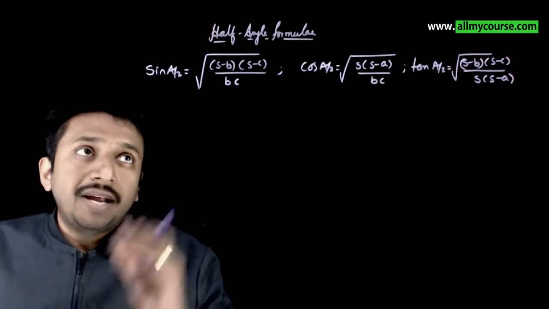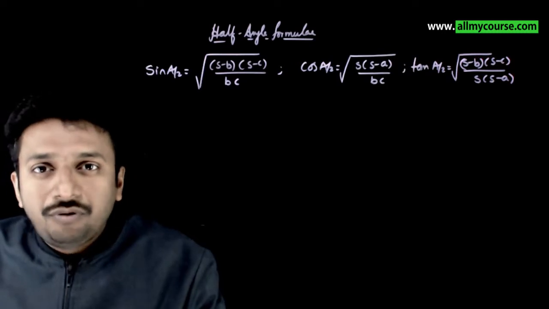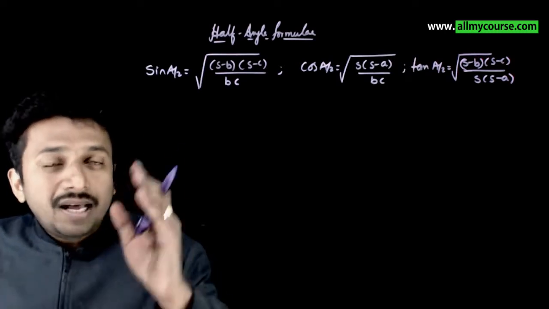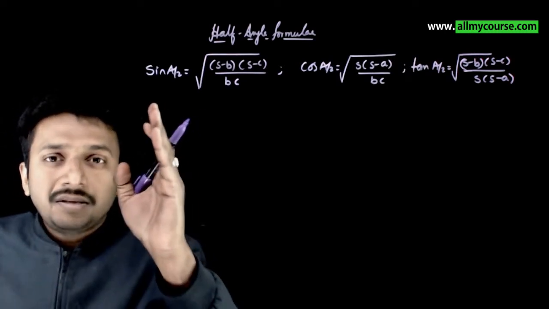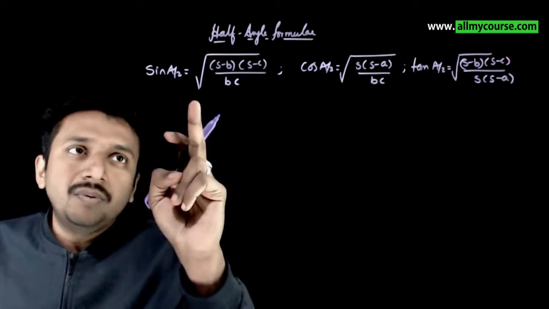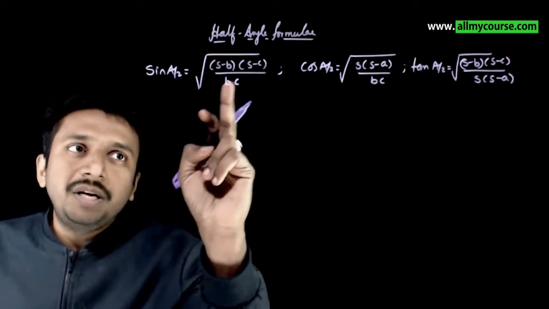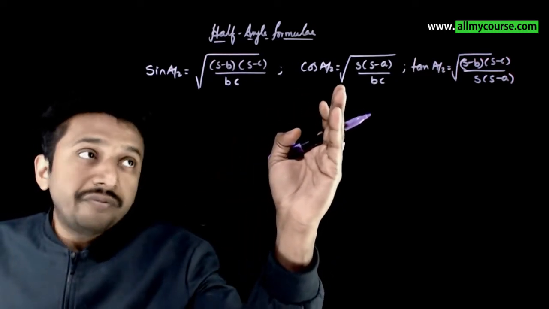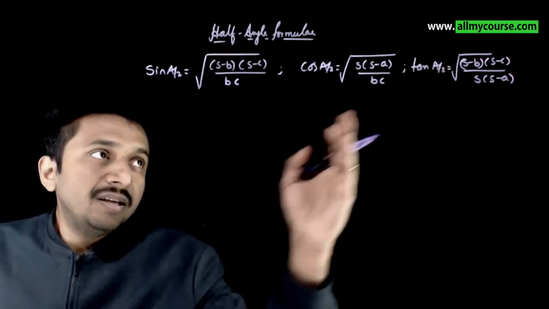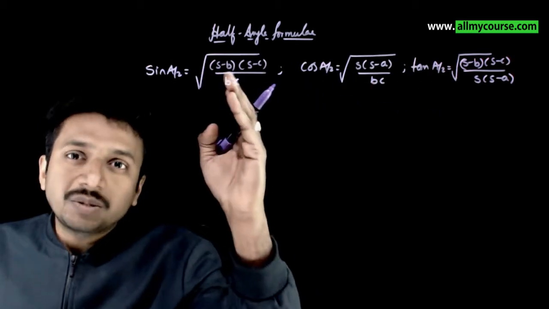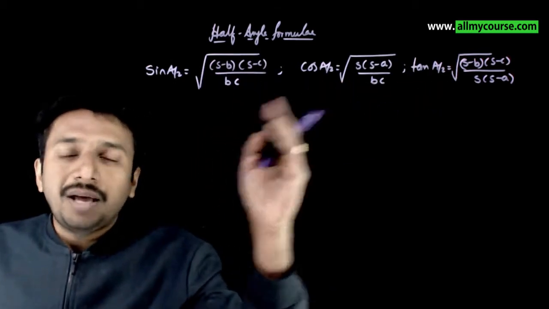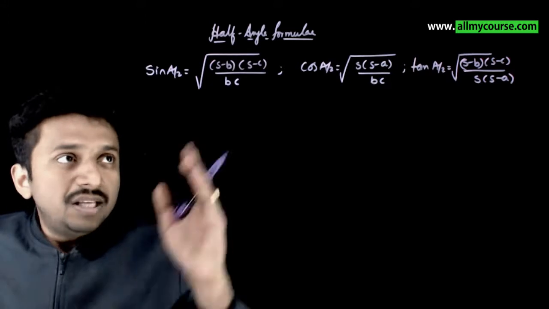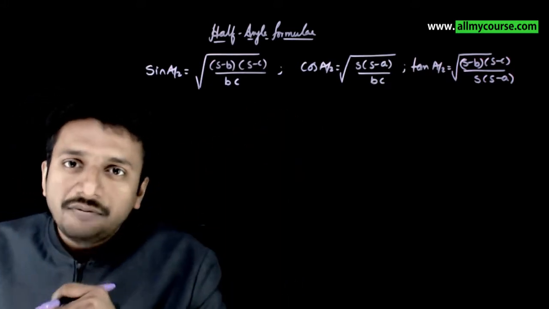In this video, let us look at the topic of half angle formulas. There are formulas like sin A/2 is equal to root of (S minus B) into (S minus C) by BC. Cos A/2 is root of S into (S minus A) by BC. Tan A/2 is root of (S minus B) into (S minus C) by S into (S minus A). These formulas are called half angle formulas.